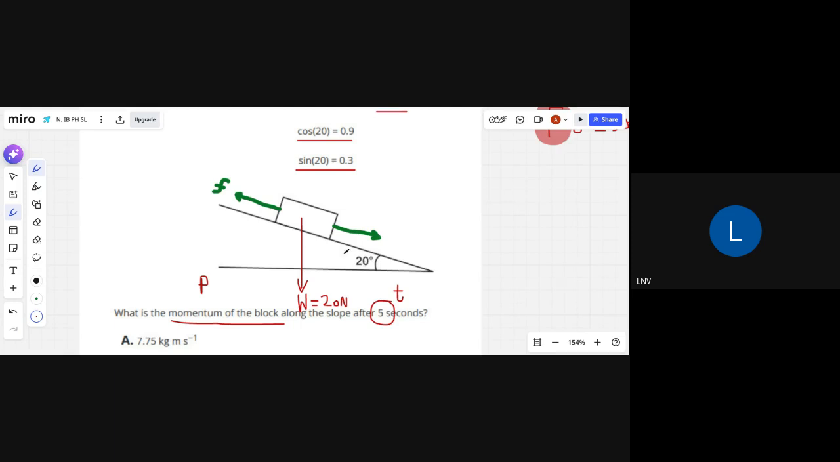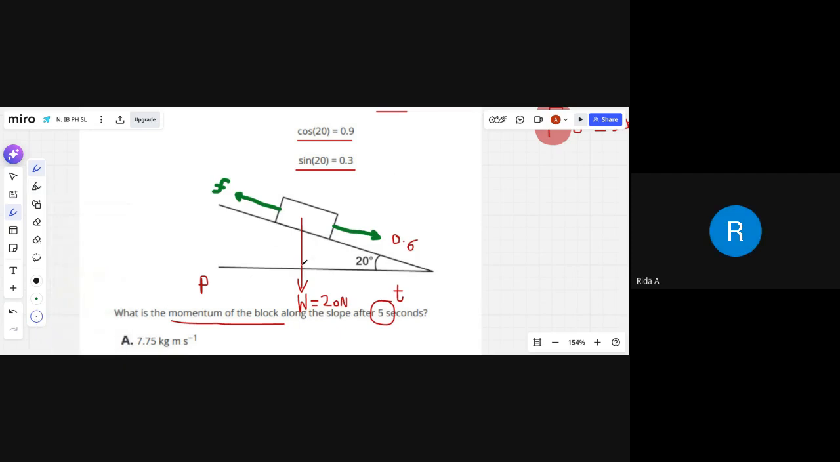It's sine of 20, right? Times, which is 0.3, right? Excellent. So 0.3 times mass. No, sorry. So yes, you're on the right track.